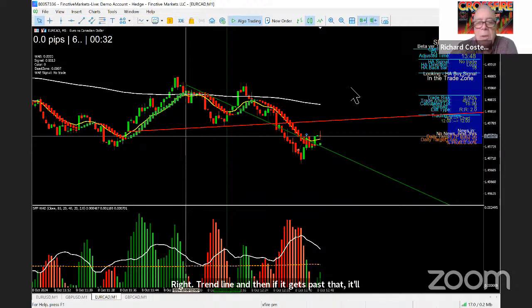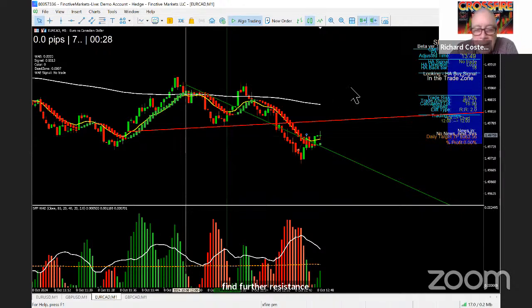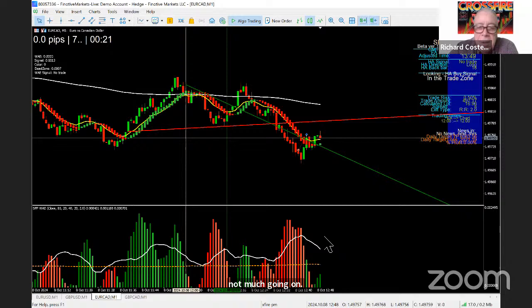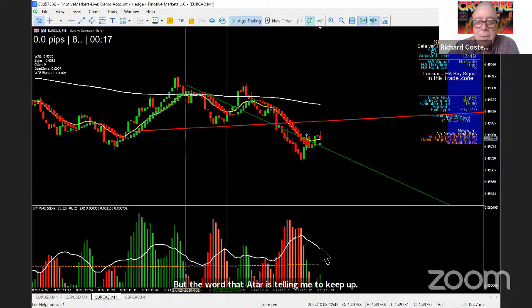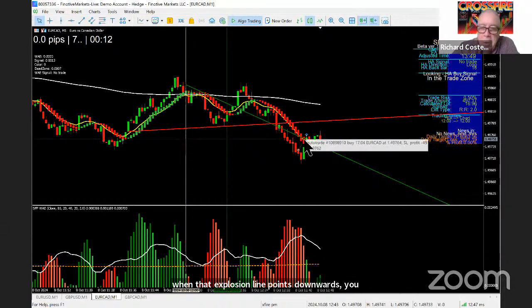I'm in manual trading mode at the minute because there's not much going on, but in my head, I should say. But the water atta is telling me to keep out. I really don't need to look any further than that. When that explosion line points downwards, you definitely want to keep out. Bit of consolidation going on as well.